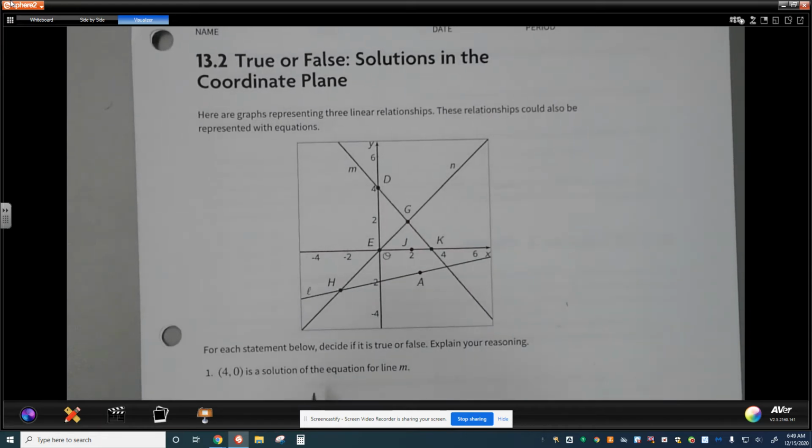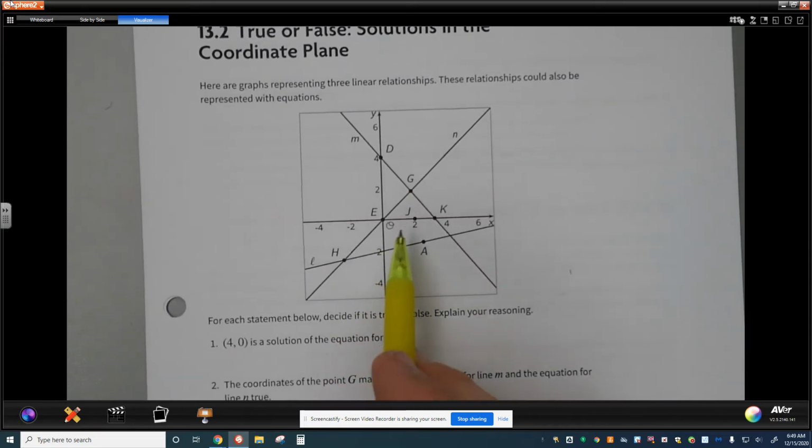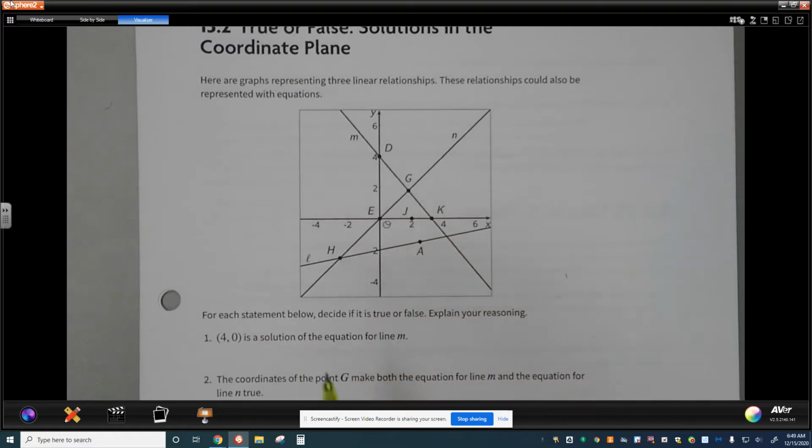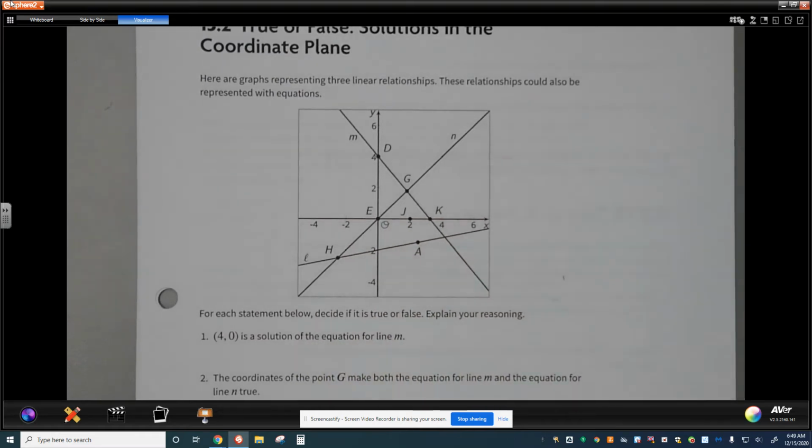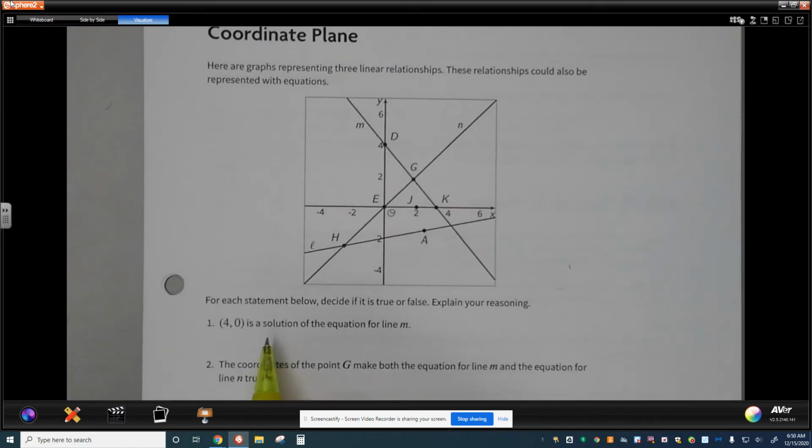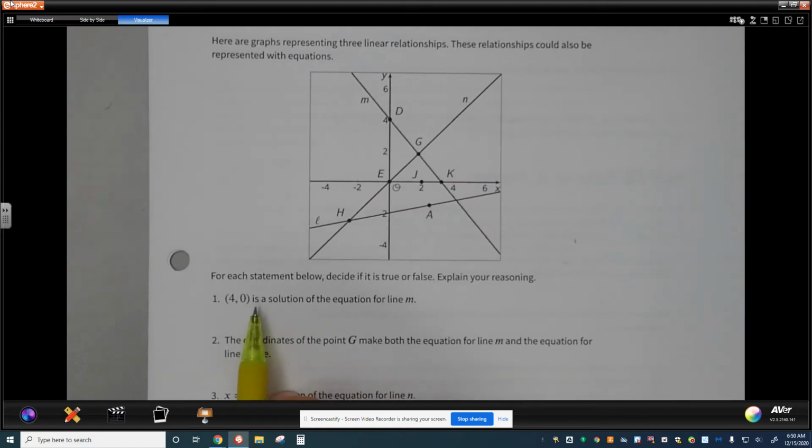For each statement below, there are 3 different linear relationships here on this coordinate plane. For each of the statements below, we are going to decide if the statement is true or false, but we have to explain our reasoning. The reasoning will look very similar all the way through this. This one says the ordered pair 4, 0 is a solution to the equation for line M.